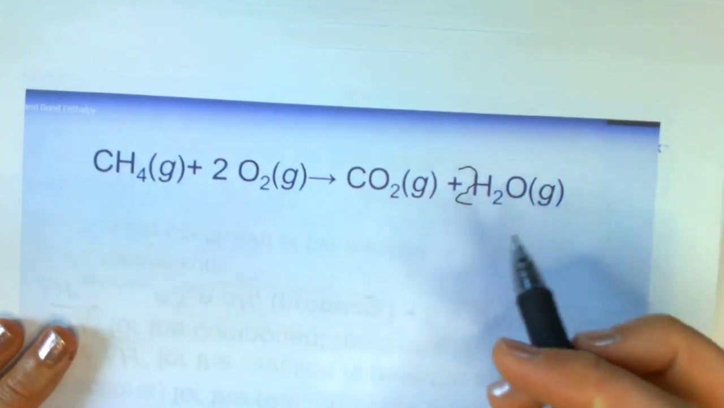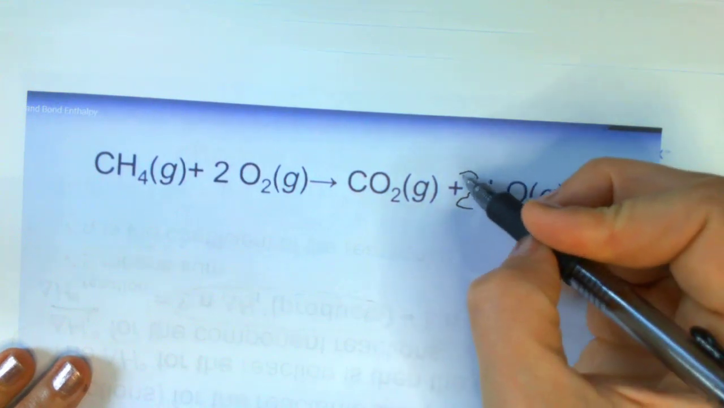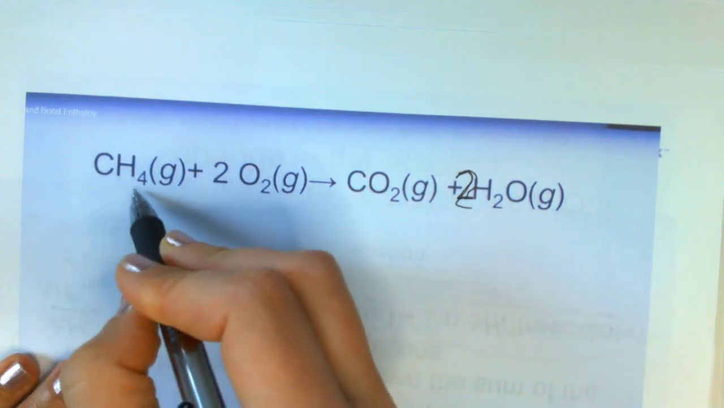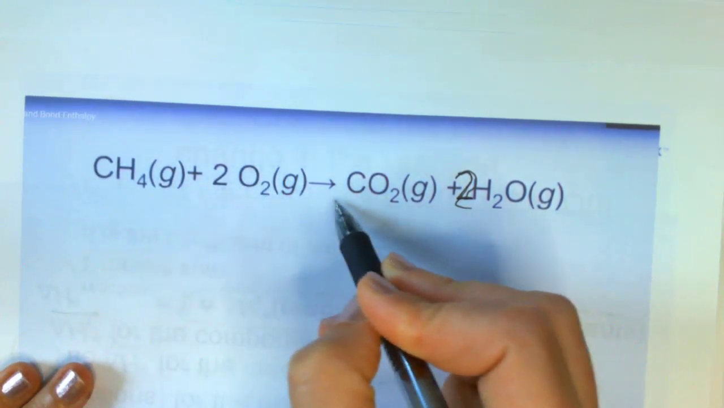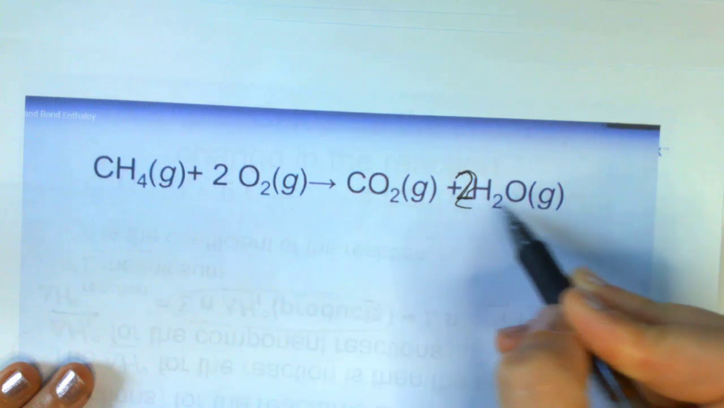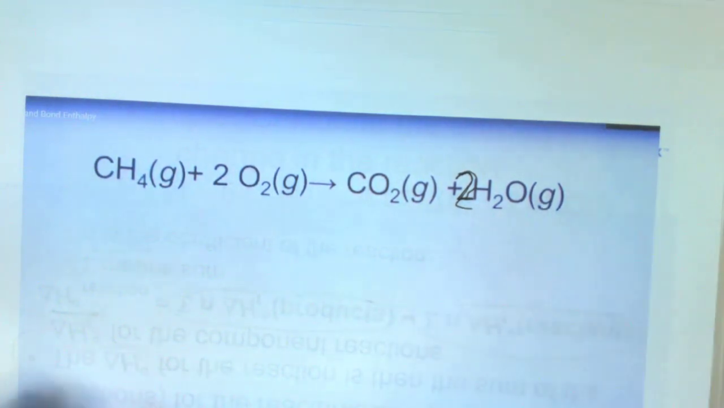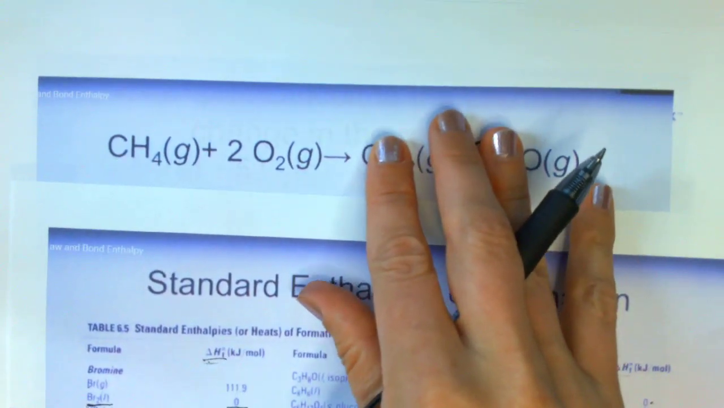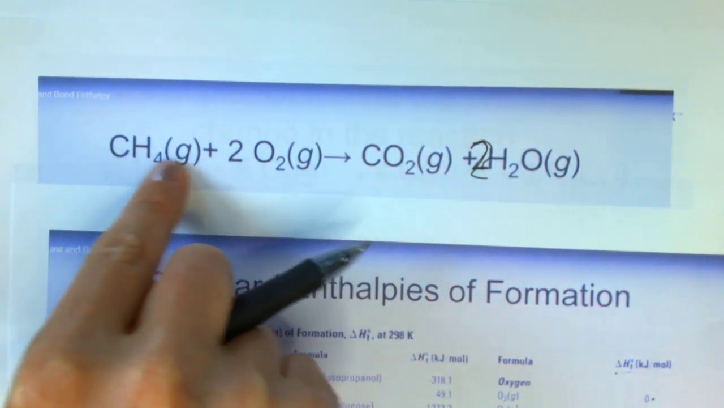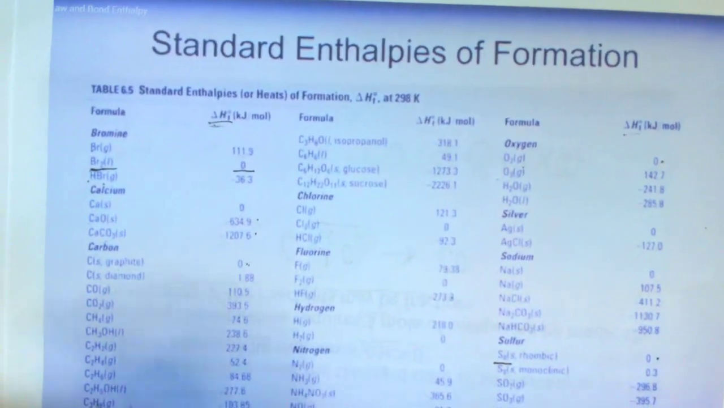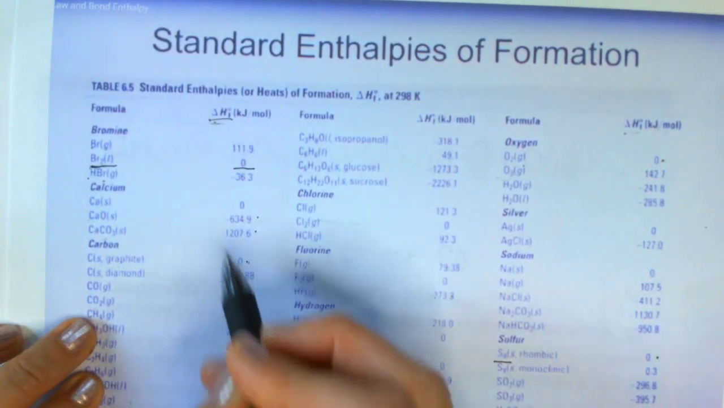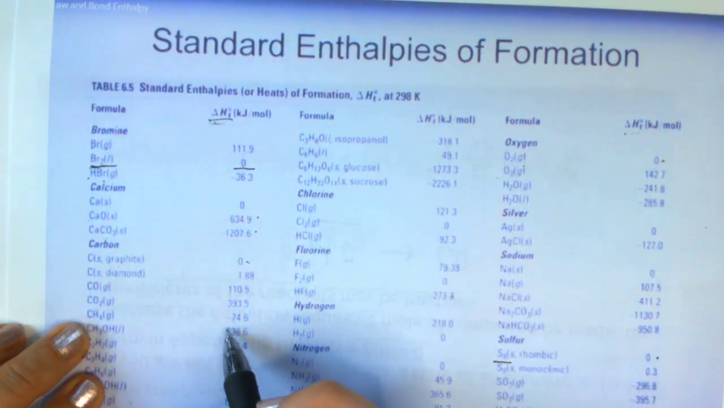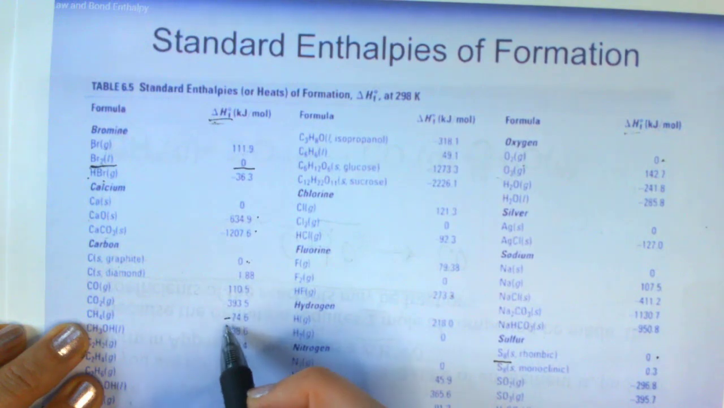It is important to make sure that we have a balanced equation, and this one was not. So there is a 2 here in front. CH4 methane plus 2 oxygens yields CO2 and 2 waters. So we need to use the standard enthalpies of formation here, and I'm going to simply look these up. For CH4, its standard enthalpy of formation is negative 74.6.